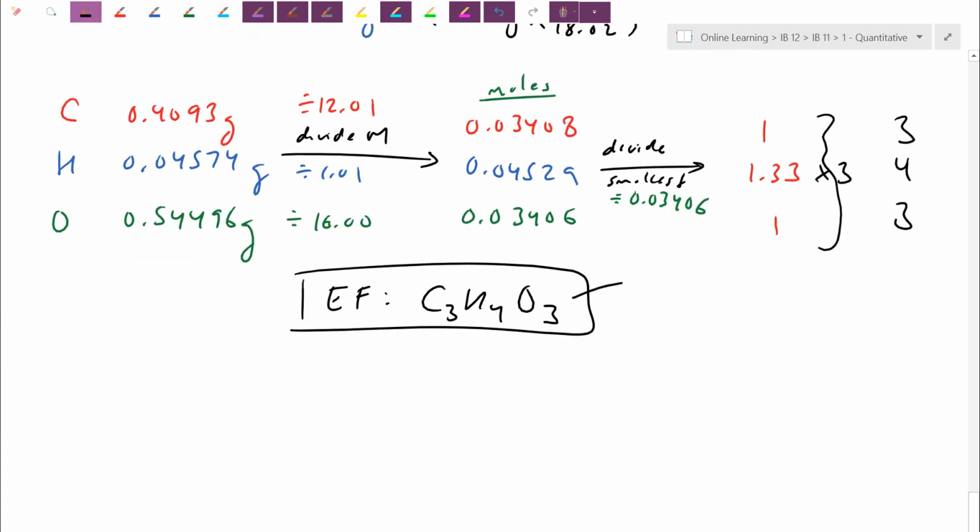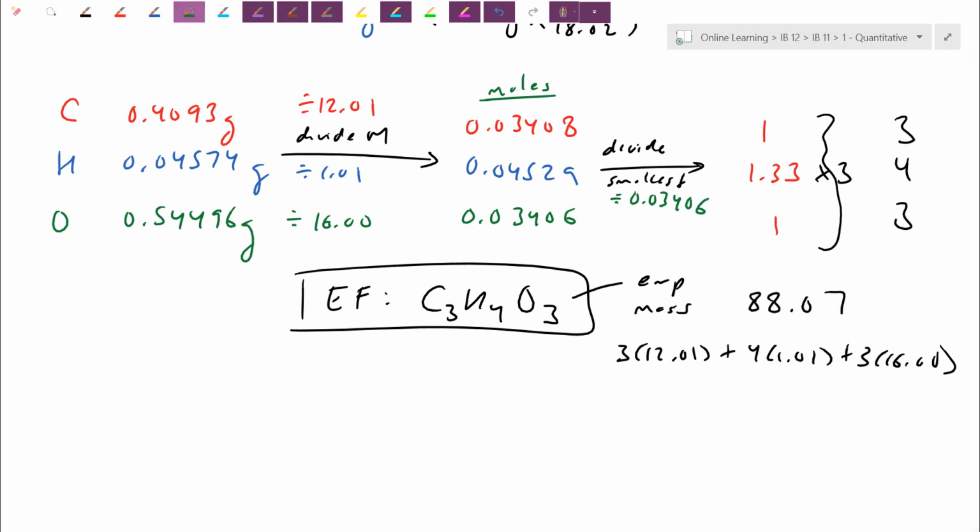Let's find our empirical mass. If this really were your compound, what's the molar mass of this compound? I'll show you what I'm typing in here: 3 times 12.01 plus 4 times 1.01 plus 3 times 16. Normally you don't show that work. I'm getting a molar mass. The empirical unit is about 88.